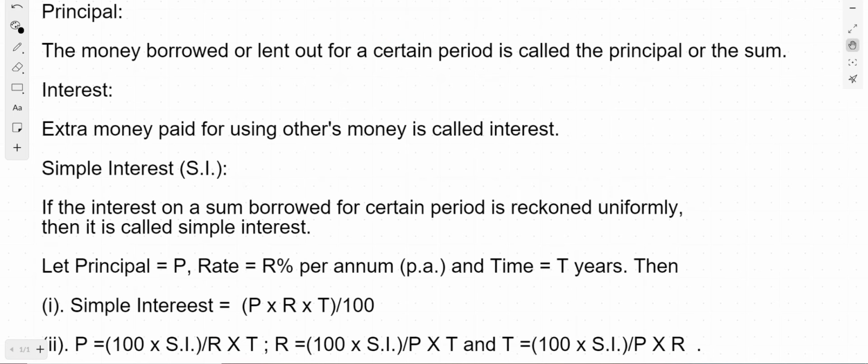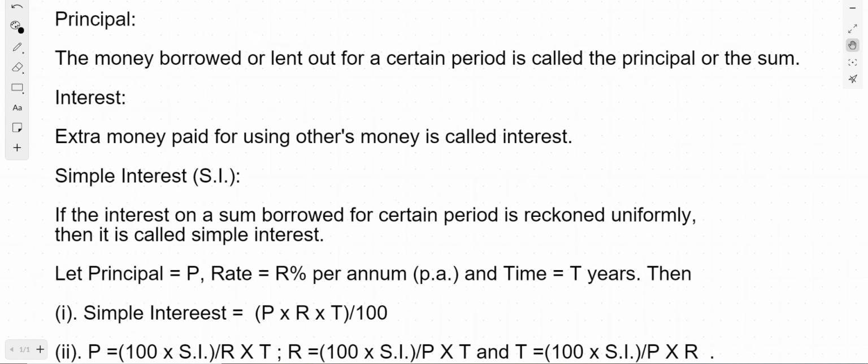So let's start with the basics of simple interest. What is principal? The money borrowed or lent out for a certain period is called principal or sum. Interest is the extra money paid for using others' money. Let's say if I borrow money from someone, that is the principal, and the money I pay extra to him will be the interest. Now what is simple interest? If the interest on a sum borrowed for a certain period is reckoned uniformly, then it is simple interest.